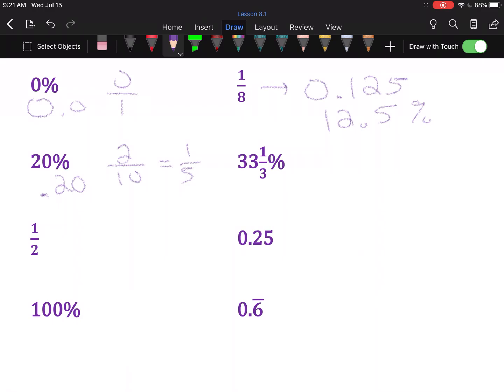33 1/3% is the same thing as 33.3 repeating percent. 1/3 is 0.3 repeating. You need to know that.